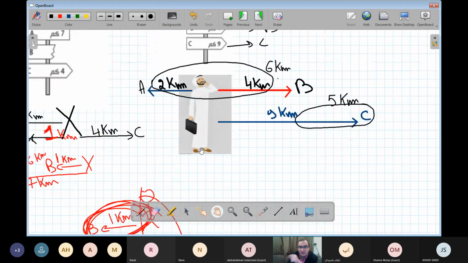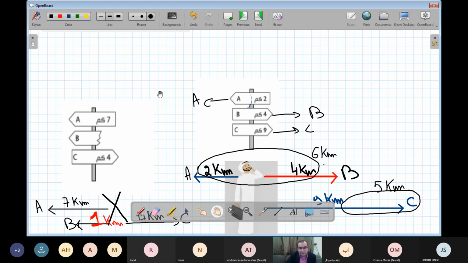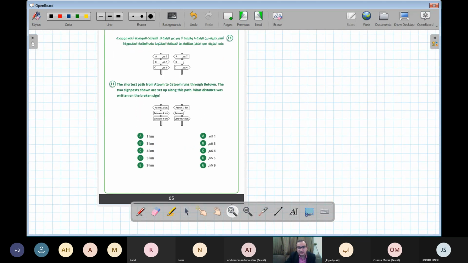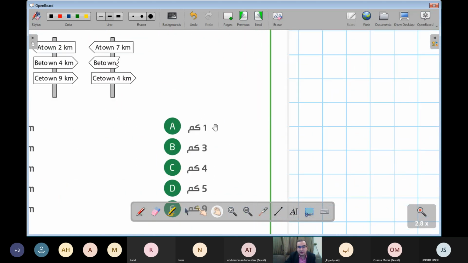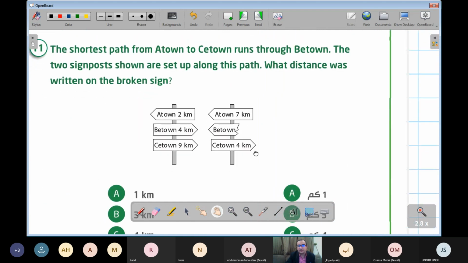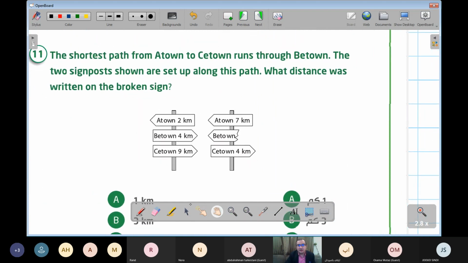I repeat this one for the last time. The distance between A and B, 2 kilometers plus 4 kilometers, is going to be 6 kilometers. If you read carefully the given, okay, Yalla Turkestani, read this one.